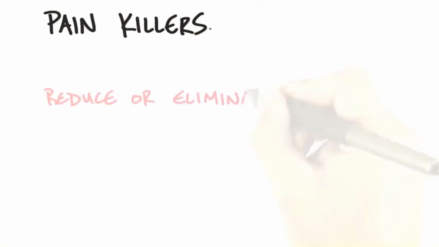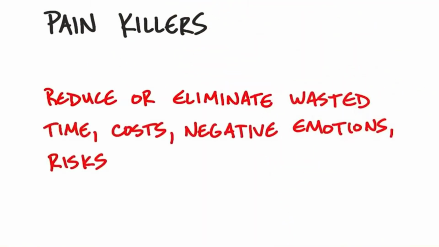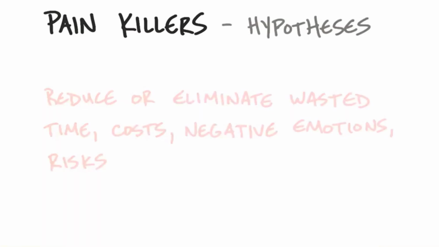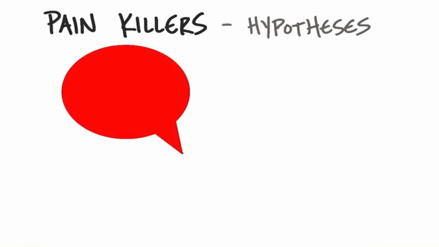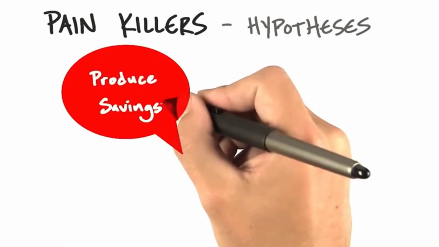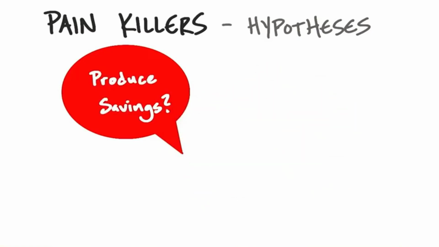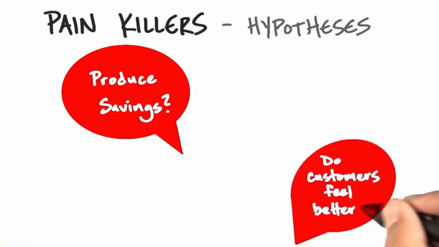That is, what are you going to reduce or eliminate for the customer? So here's a couple of hypotheses of what some painkillers might be. Because painkiller, until now, might have sounded like, well, wait a minute, do I hand the customers aspirin? And the answer is, yeah, you're really going to solve a pain for them, but the pain might be, is your product going to produce savings, that is in time or money or efforts? Is it going to make them feel better? That is, entertainment products don't solve a problem, but they solve a need.